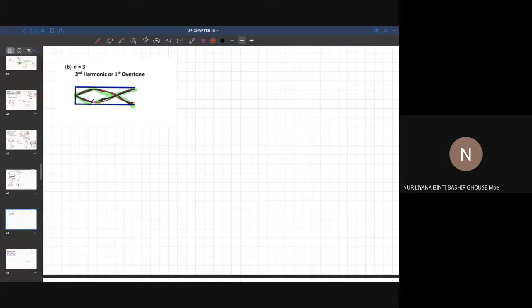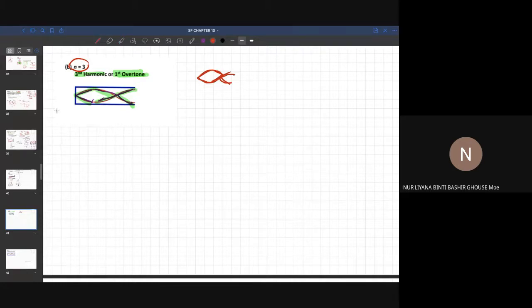So when you nak lukis nanti waktu exam, you lukis macam ni dulu. 1, 2, 3. Lepas tu baru you sambungkan dia. So you dapat balik lah. Okay, so bila kita lukis, kita akan lukis macam ni. So first step kita tahu n equals to 3. Keyword dia adalah third harmonic ataupun first overtone.